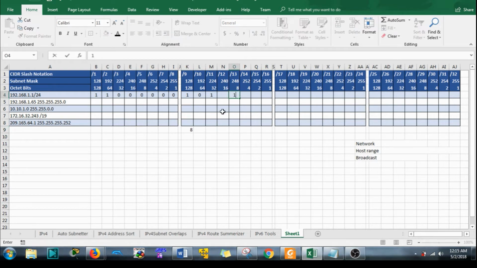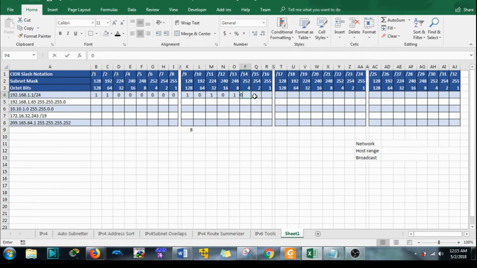Well, there's the 8 bit. We'll turn that one on. 16s, of course, is 0. The rest of those are 0 because there's 0 remainder. So that right there, 10101000, is the representation of 168 in binary. The 1 and the 1 are pretty easy. So the 1 bits get turned on.